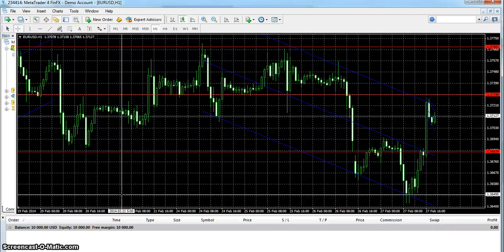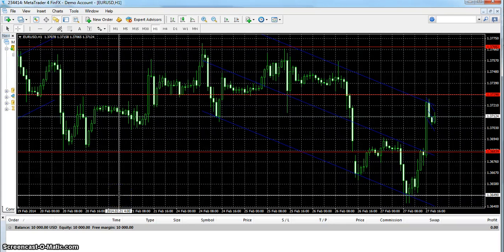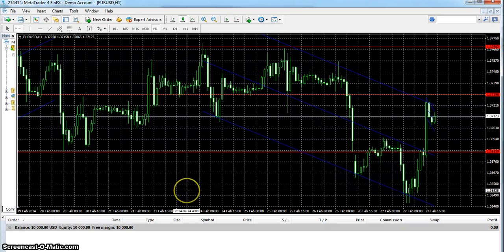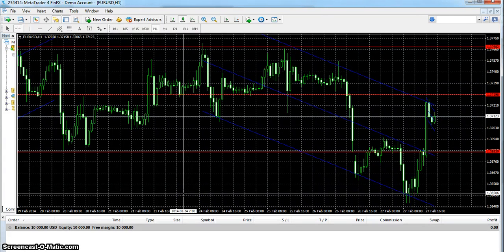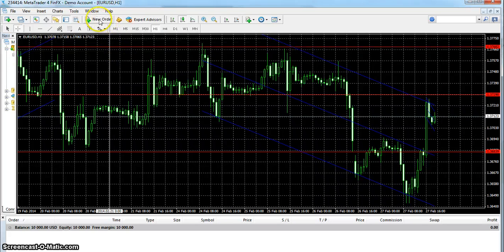All right, now that you know how to minimize your risk, you know the three basic trading techniques utilizing the trend, the channels, and our bounce levels. You're now ready to make a trade. So, the way that you put in a trade is this button here, New Order.